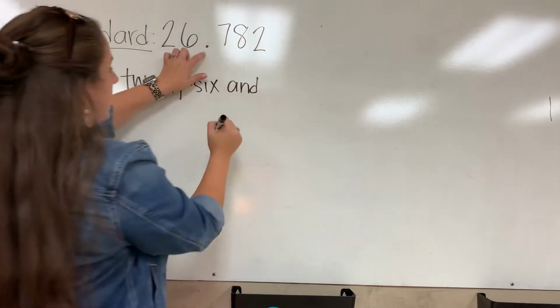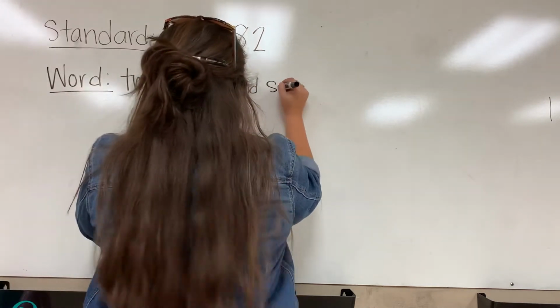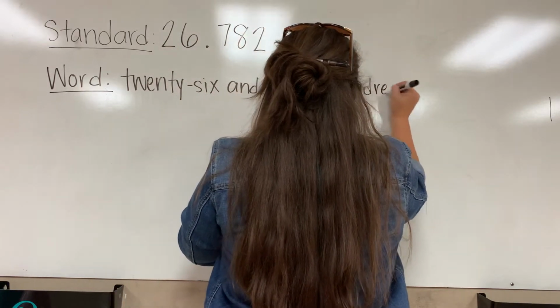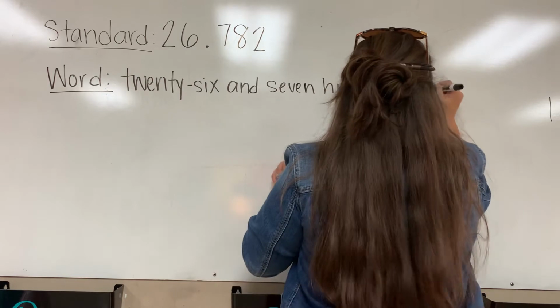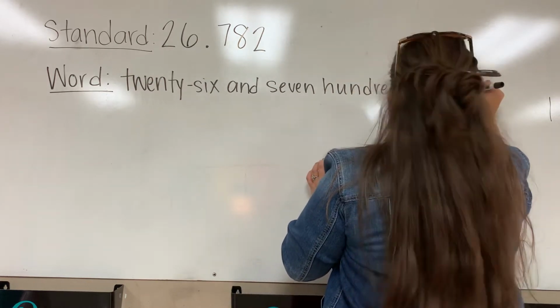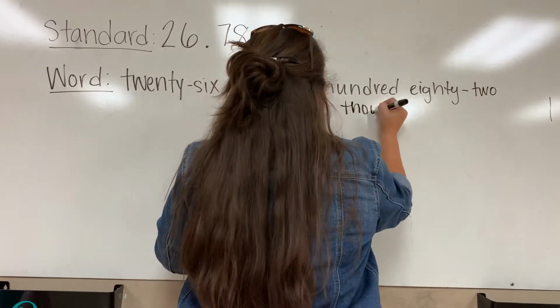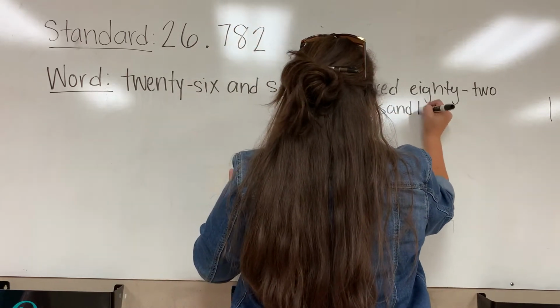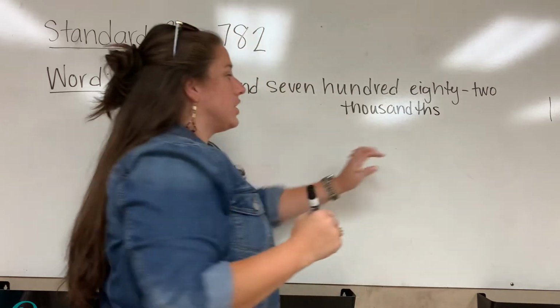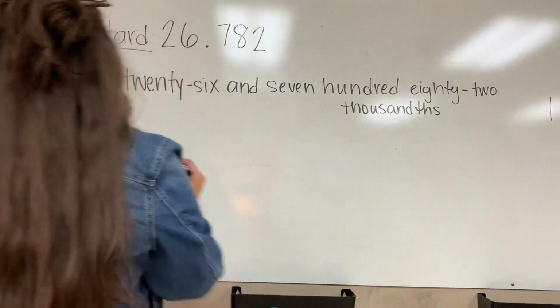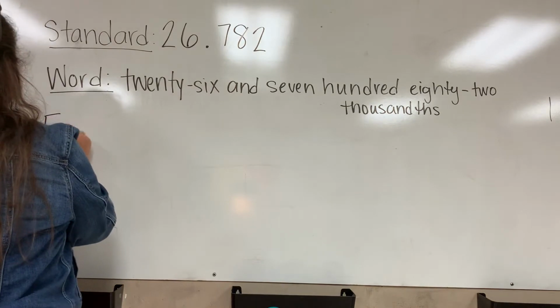and remember we write the word "and" for the decimal, 782, and I'm running out of room, thousandths, because that is in the thousandths place, okay? I have seen on some of y'all's work you're forgetting to put the "ths" in there, and that's important, okay? Let's go into expanded form.